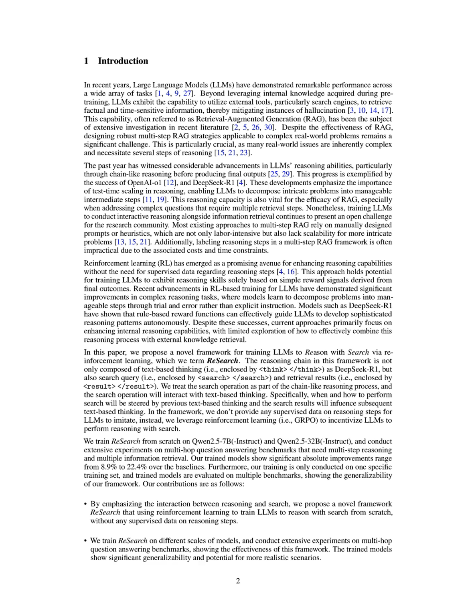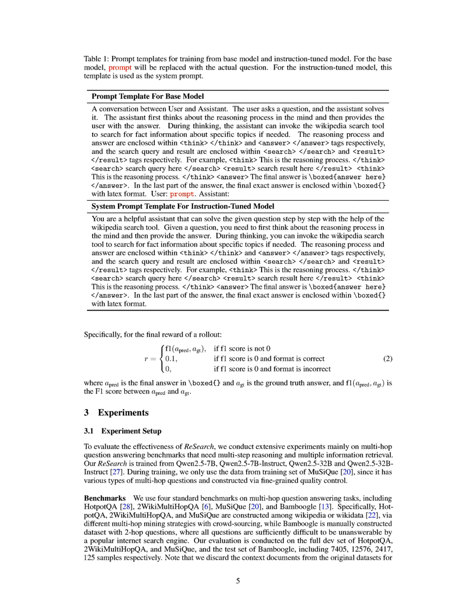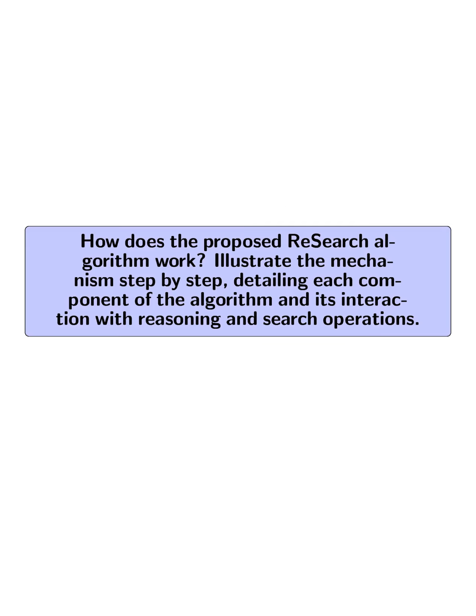Additionally, ReSearch demonstrates significant improvements in performance across various benchmarks, achieving absolute gains of 8.9% to 22.4% over baselines, showcasing its effectiveness and generalizability in handling complex multi-hop questions. How does the proposed research algorithm work? Illustrate the mechanism step by step, detailing each component of the algorithm and its interaction with reasoning and search operations.